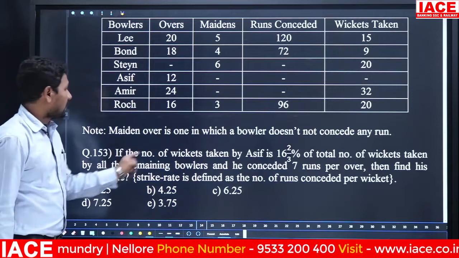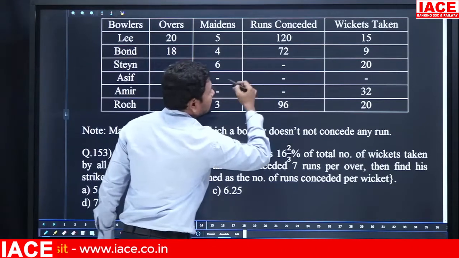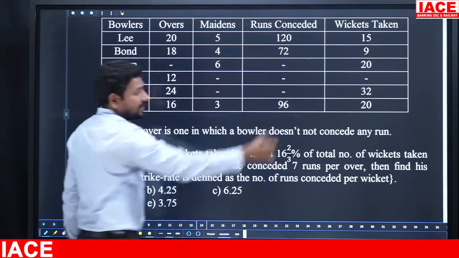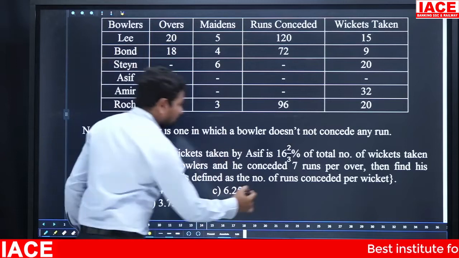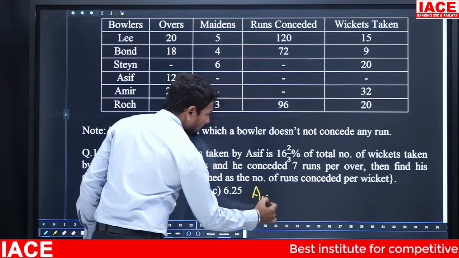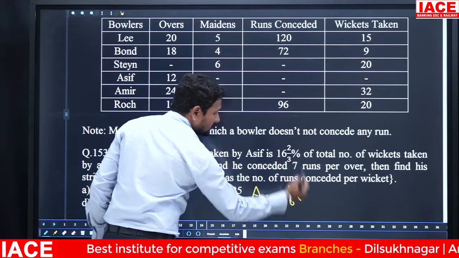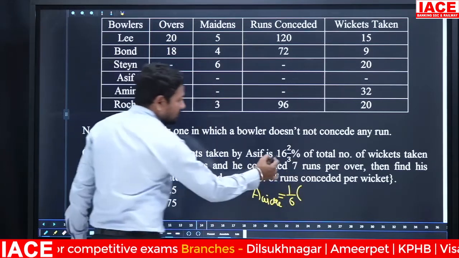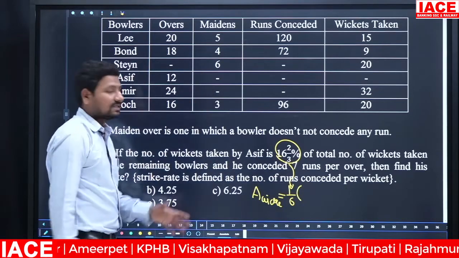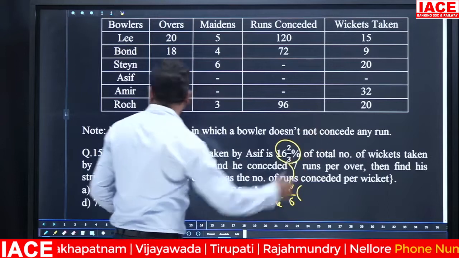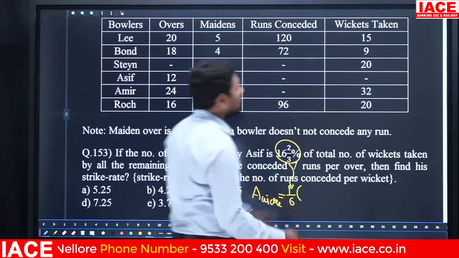The number of wickets taken by Asif is not mentioned. This is the missing data; with reference to the remaining data we can calculate. If the number of wickets taken by Asif is equal to 16 2/3%, which is nothing but 1/6, then 1/6 is the fraction of the total number of wickets taken by all the remaining bowlers, all the bowlers except Asif.